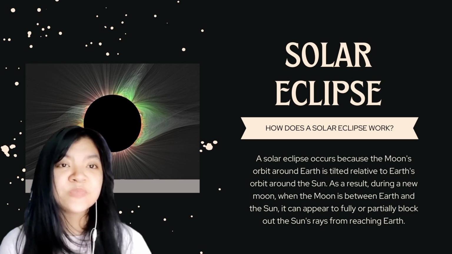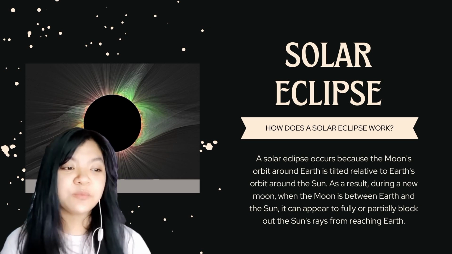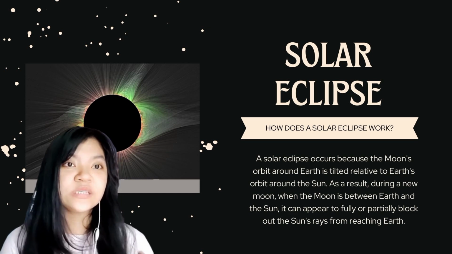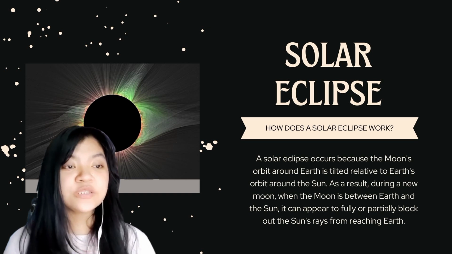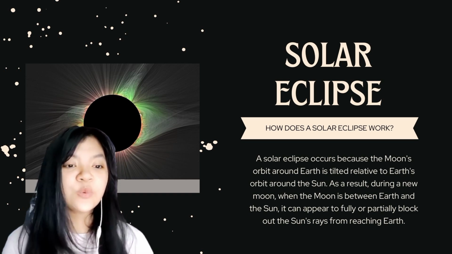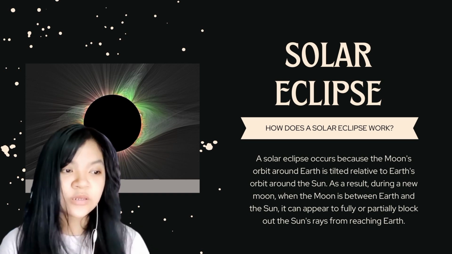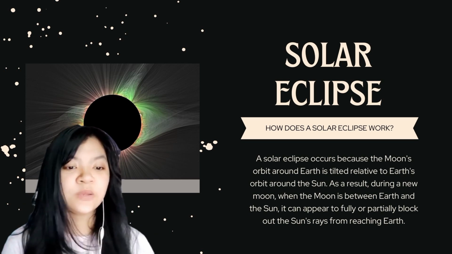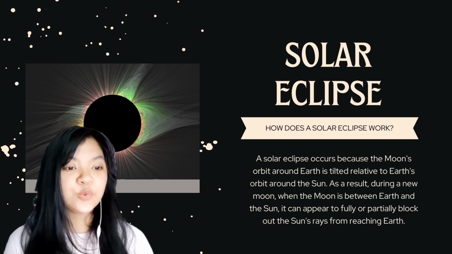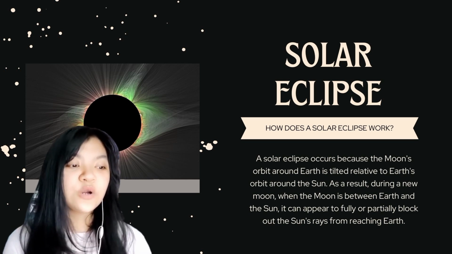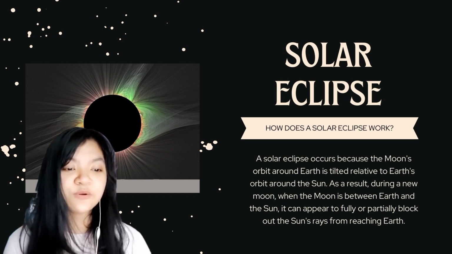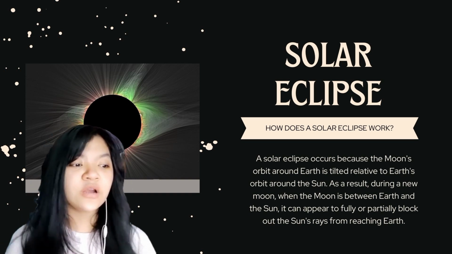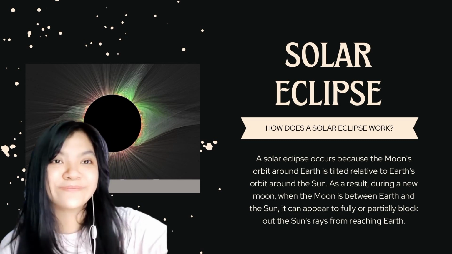A solar eclipse happens because of the alignment of the moon, Earth, and sun. The orbit of the moon around Earth is tilted in comparison to Earth's orbit around the sun. So when the moon aligns between the sun and Earth, casting its shadow on Earth, we can observe a solar eclipse. This happens because the moon can appear to fully or partially block out the sun's rays from reaching the Earth, causing it to be partially or completely dark for a period of time.